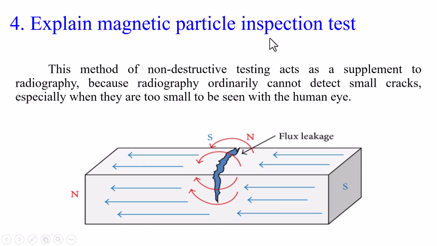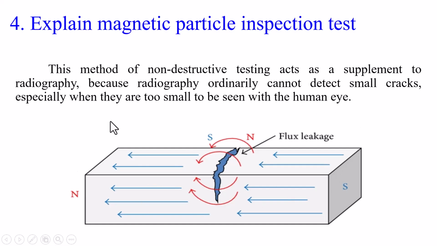Fourth question: explain magnetic particle inspection test. This method of non-destructive testing acts as a supplement to radiography, because radiography ordinarily cannot detect small cracks, especially when they are too small to be seen with the human eye.